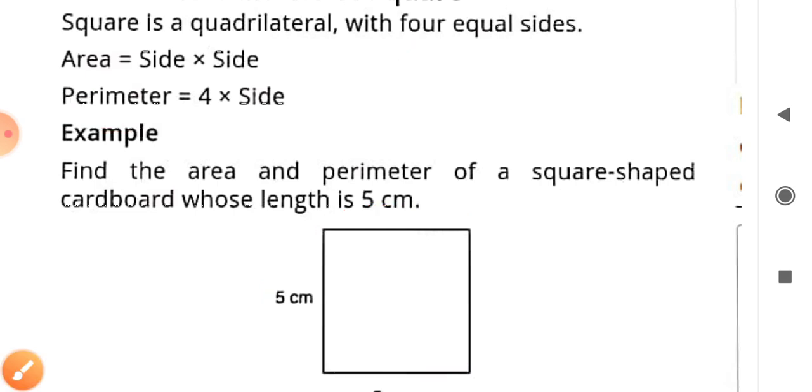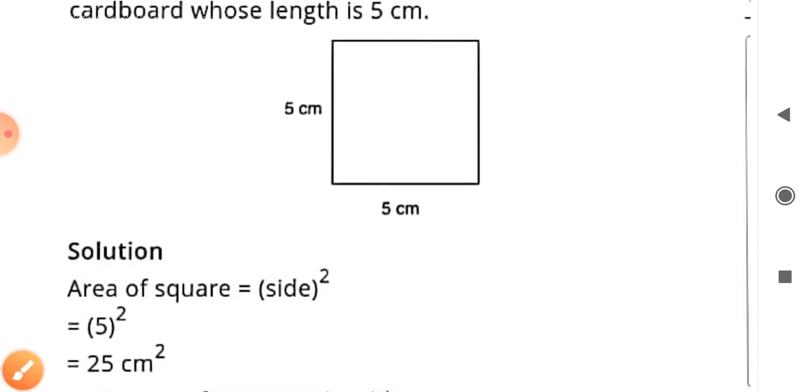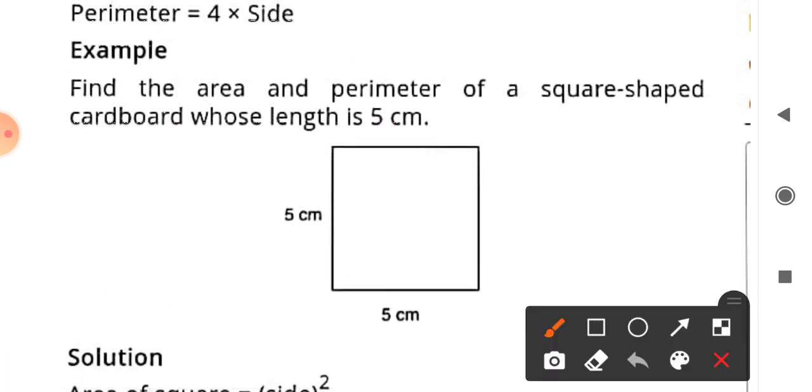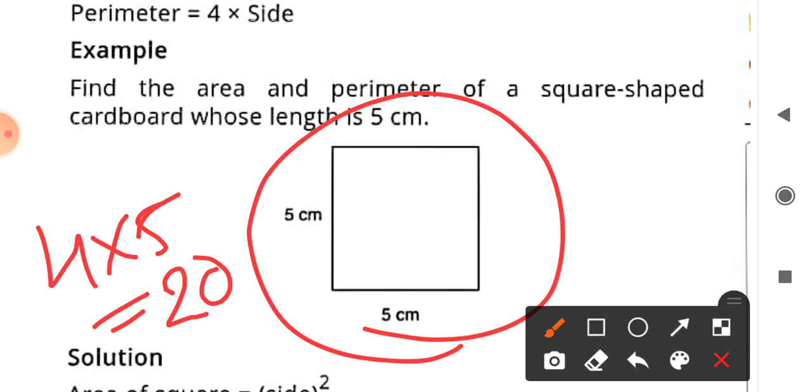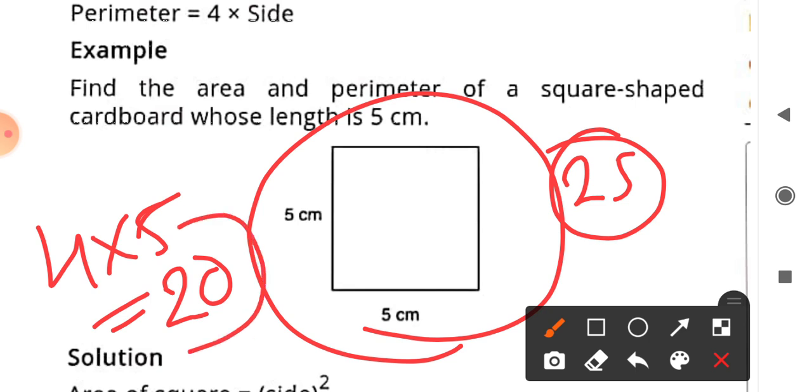Next, one example is given. The perimeter is equal to 4 into 5, so the answer is 20. And its area is side squared, so 5 into 5 is equal to 25. So the area is 25 and the perimeter is 20.